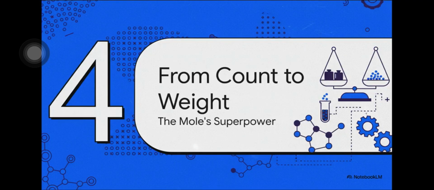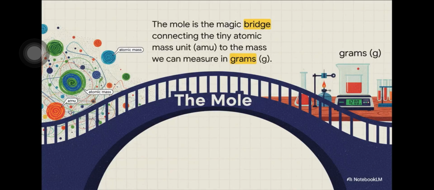Okay, so the mole is a giant number. Got it. But that's not even its coolest trick. The real superpower of the mole, the thing that makes it so genius, is that it connects that insane number of things to something we can actually measure, something like weight. This is the whole point, right here. The mole is like a magic bridge. On one side, you have the invisible world of single atoms, which we measure in these teeny tiny things called atomic mass units, or AMU. On the other side, you have our world, the lab, with scales that measure in grams. The mole is what lets us walk from one side to the other. It's the ultimate conversion key.